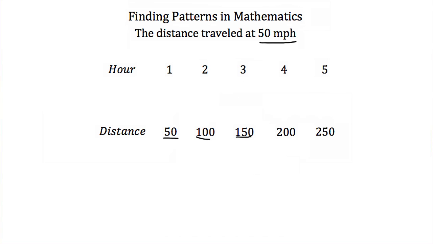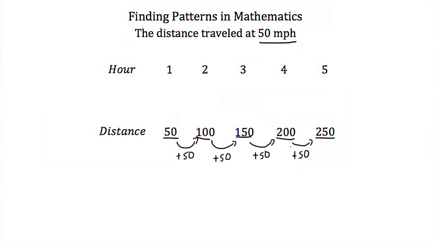After the third, 150. After the fourth hour we'd find that we had driven 200 miles. After the fifth hour we would have driven 250 miles. Now if we look at these distance numbers, 50, 100, 150, 200, 250, there is a pattern between them. To go from 50 to 100, we're adding 50. To go from 100 to 150, we're adding 50. Between 150 and 200, that's a jump of 50. And between 200 and 250, that's also a jump of 50.